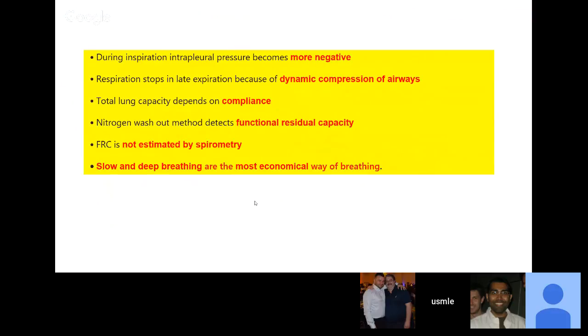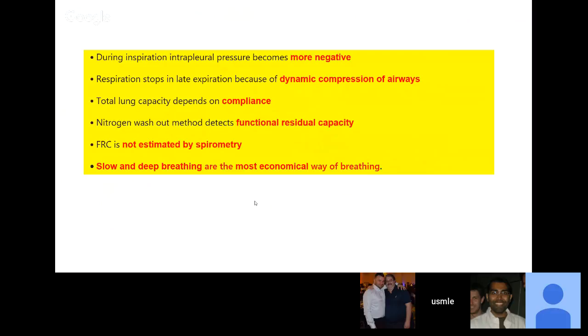As definitions or facts, during inspiration the intrapleural pressure is going to become more negative, as we saw in the breathing. The respiration stops in late expiration. Why? In late expiration, there's no more that you can push out, so the respiration is going to stop. Obviously, if you keep going with it, you're going to blow up your lungs and create fistulas. The reason is that there's no more compression of the airways, since everything becomes zero.